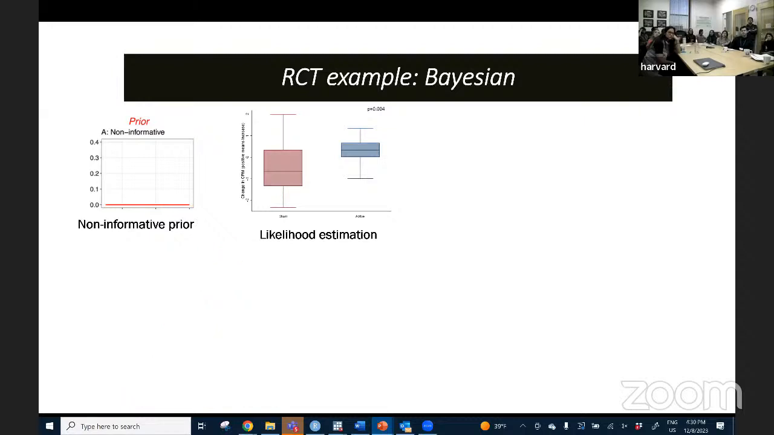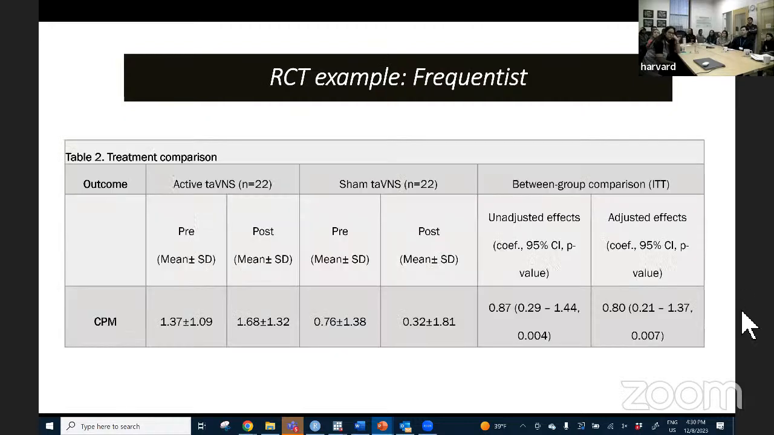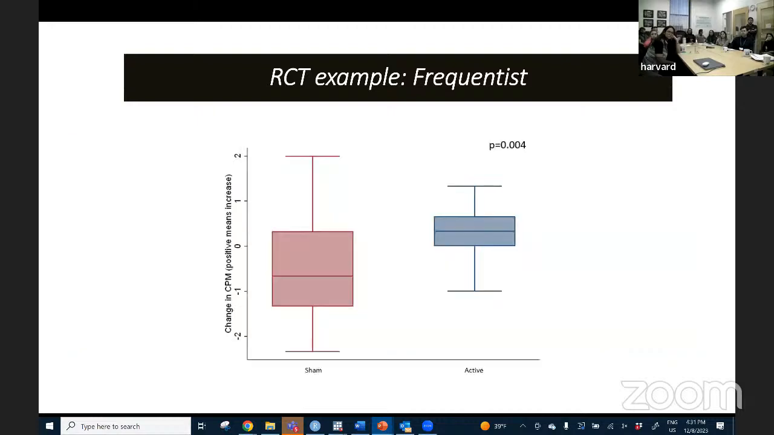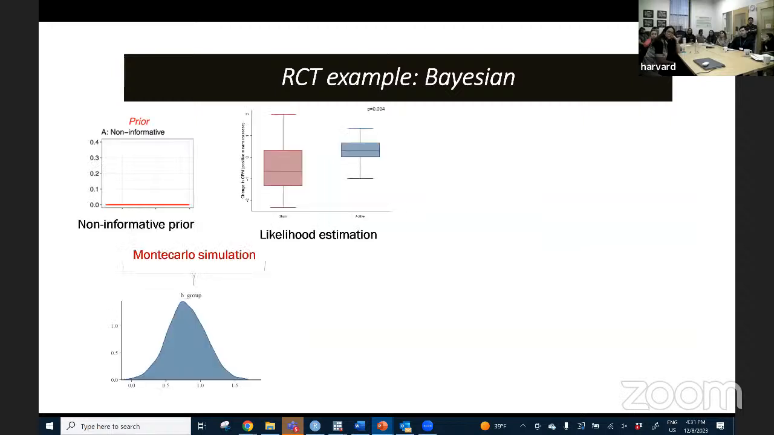So in the frequentist analysis, remember it was 0.8. Yeah, it's 0.8. This is our beta 1 of this distribution, where the dependent variable is delta CPM, and the independent is a categorical, binary variable, let's call it group, which has two levels. One is active and 0 is sham, right? Therefore, this coefficient is the difference between the group active and the group sham, right? So then we calculate the posterior distribution of all the potential beta 1s using this non-informative prior.